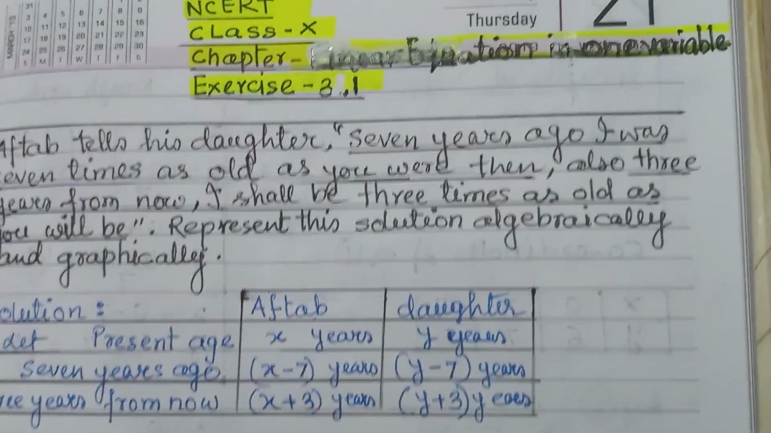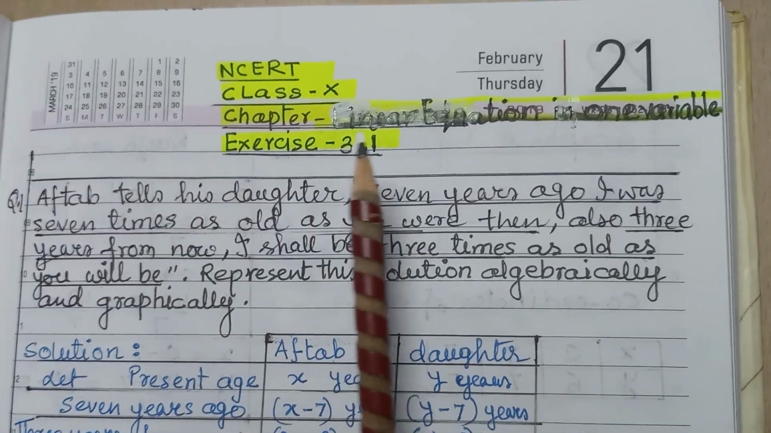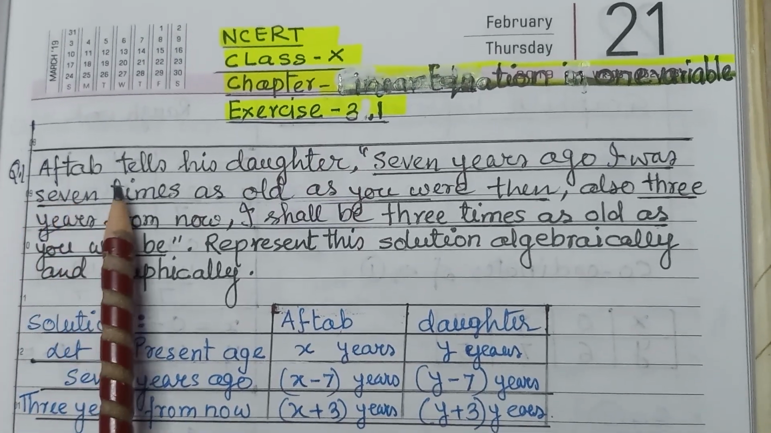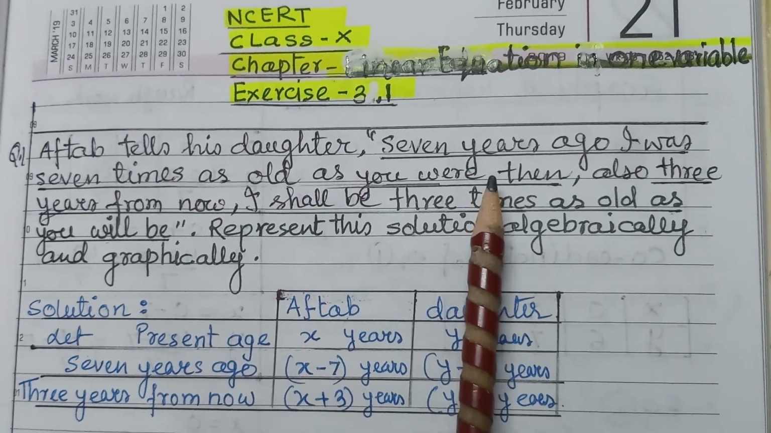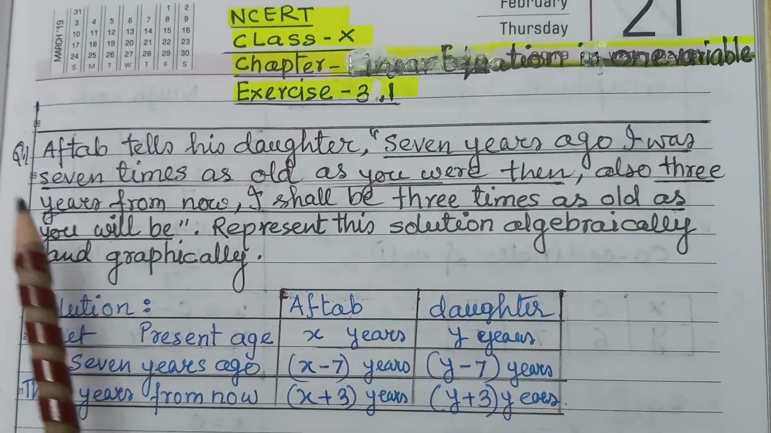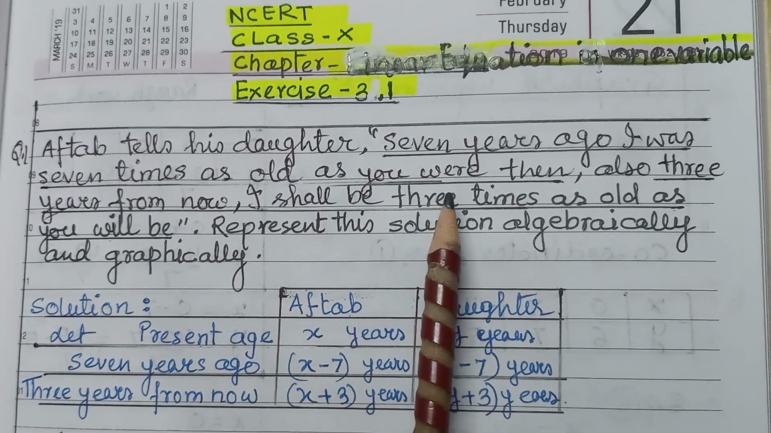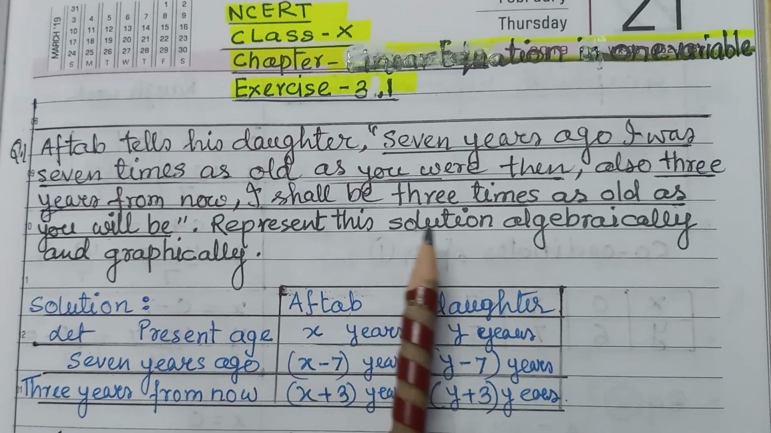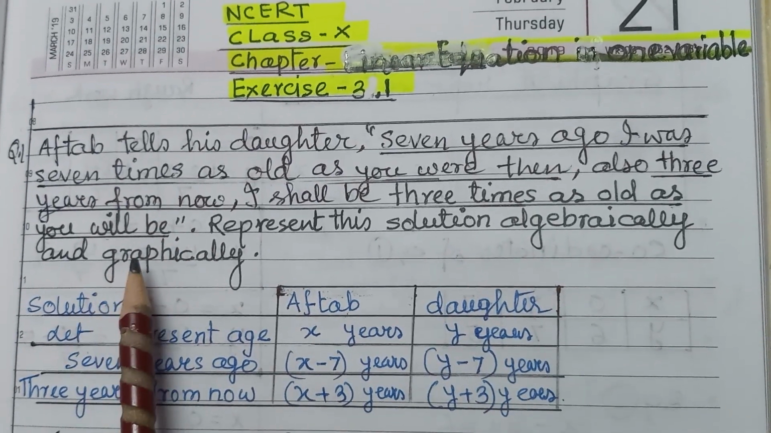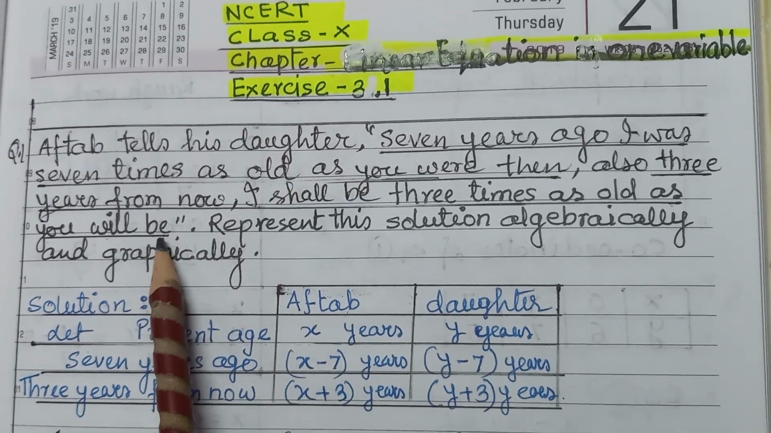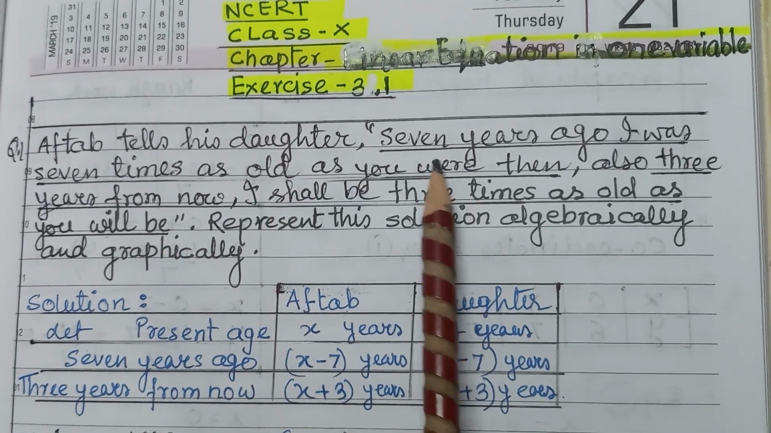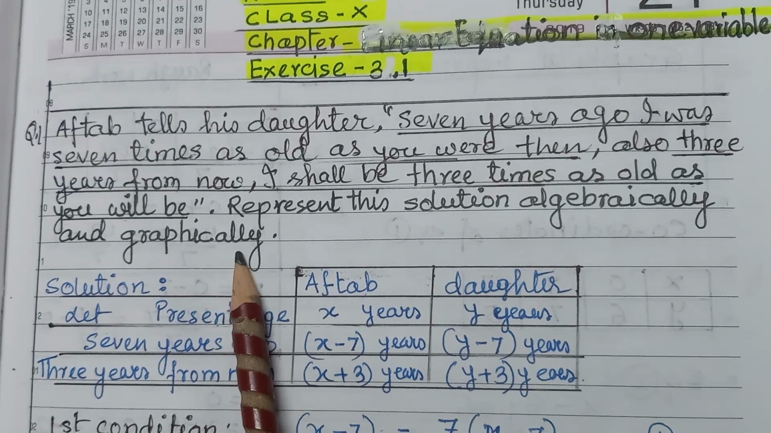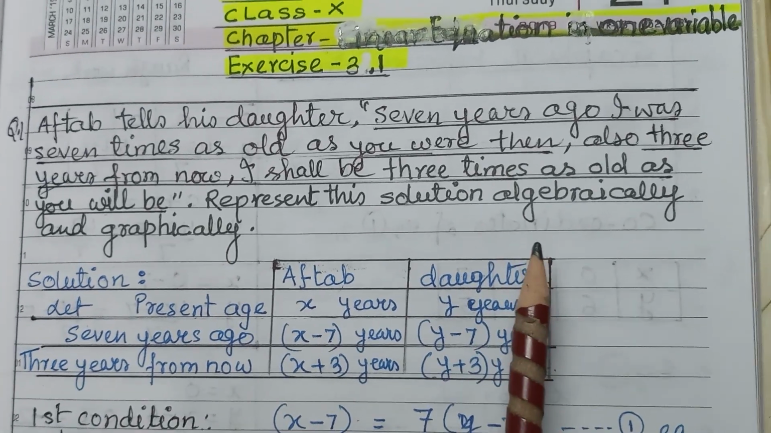Now, exercise 3.1, NCERT class 10. First question. Aftab tells his daughter, 7 years ago, I was 7 times as old as you were then. Also, 3 years from now, I shall be 3 times as old as you will be. These two conditions are given. I underlined these conditions, you can see. Represent the situation algebraically and graphically. In two forms we have to show that.